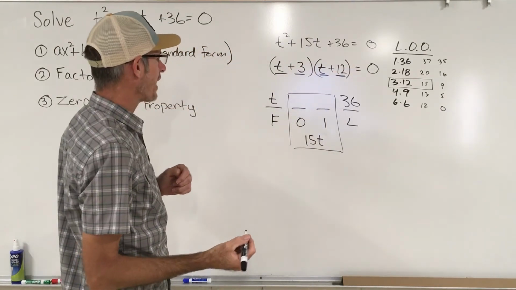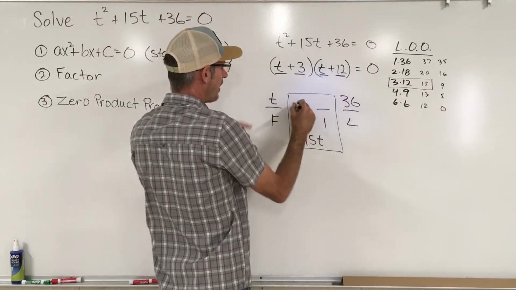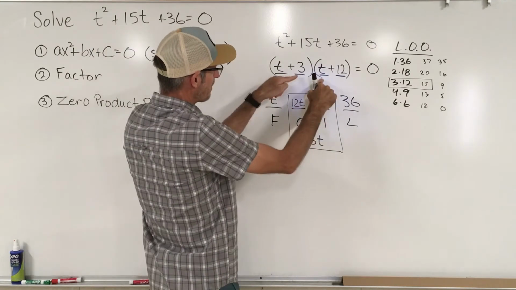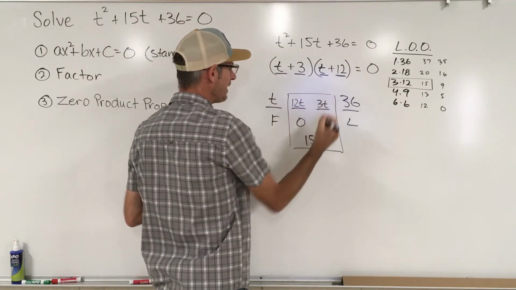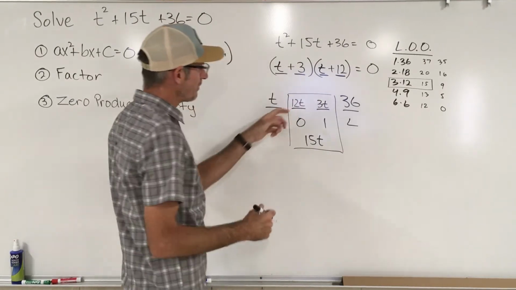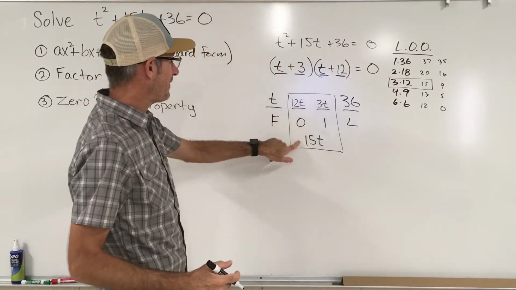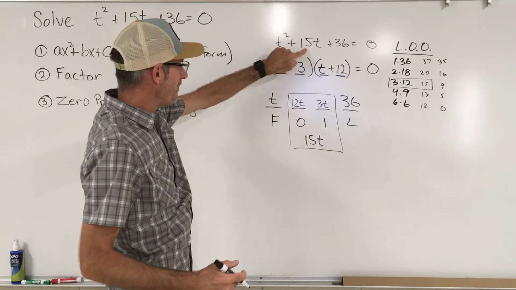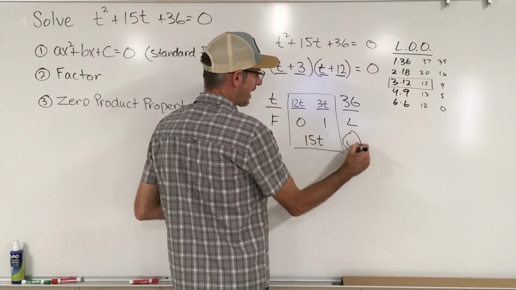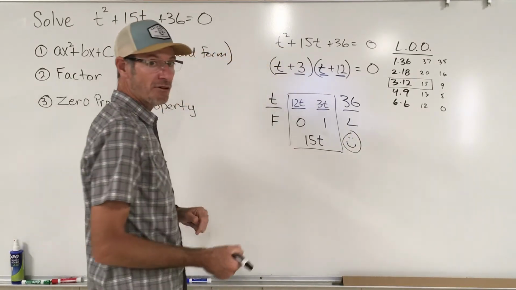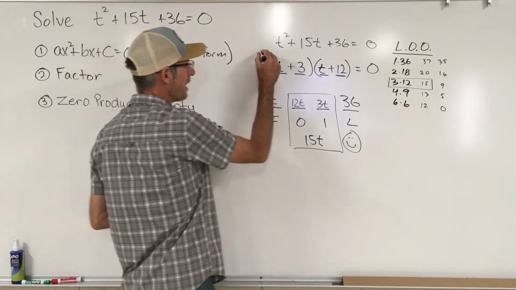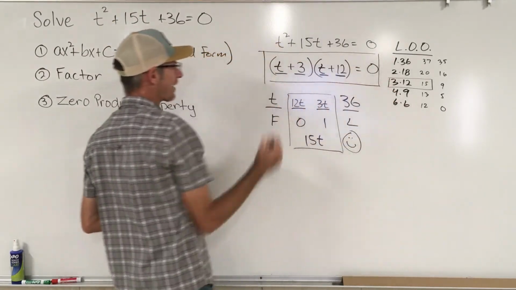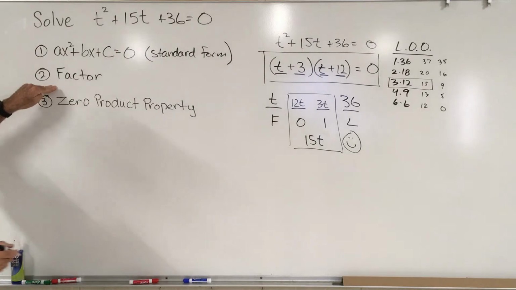And so now if I check my outers, t times 12 is 12t. If I check my inners, that's 3t. And if I combine those like terms, 12t and 3t make 15t, which is my middle term. So it looks like I've factored this correctly. So here's my equation in factored form. So that was the second step.